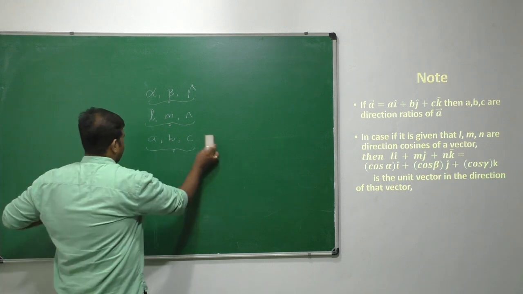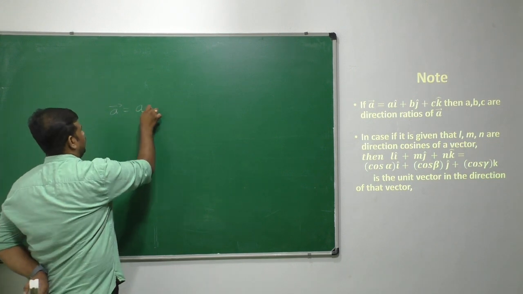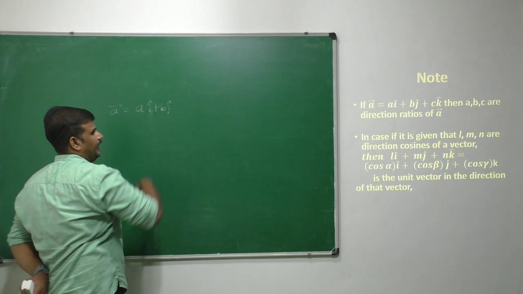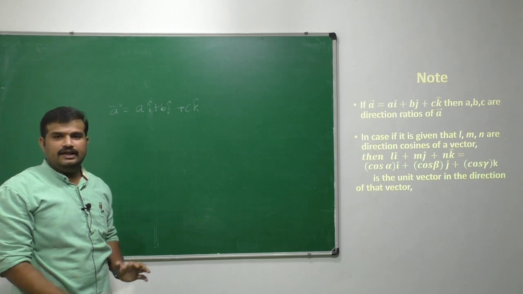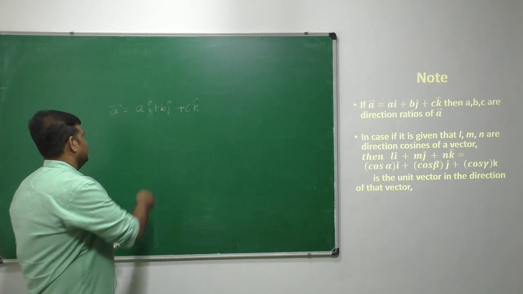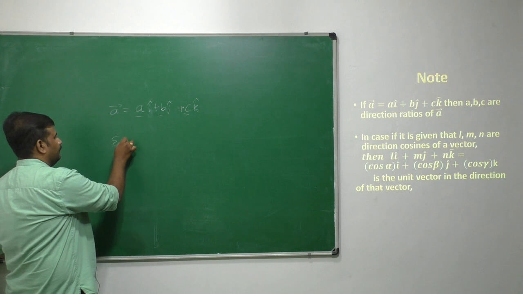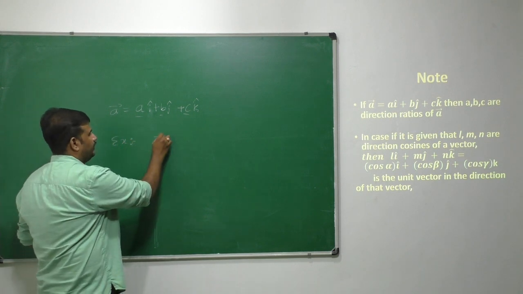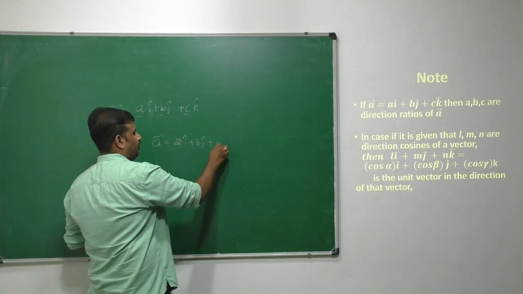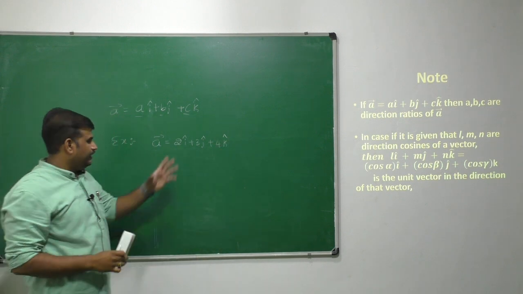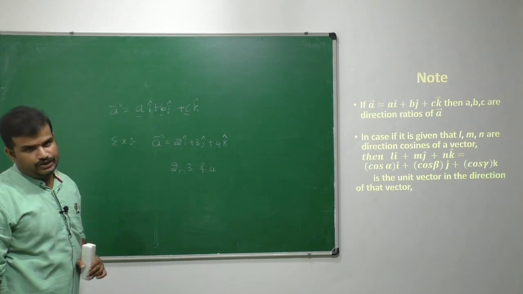So here the vector A is given as A i cap plus B j cap plus C k cap. Then A, B, C are direction ratios. Yes, these A, B and C are direction ratios only. For example, suppose we have vector A equal to 2 i cap plus 3 j cap plus 4 k cap. If your vector is in this form, then 2, 3 and 4 are called direction ratios.